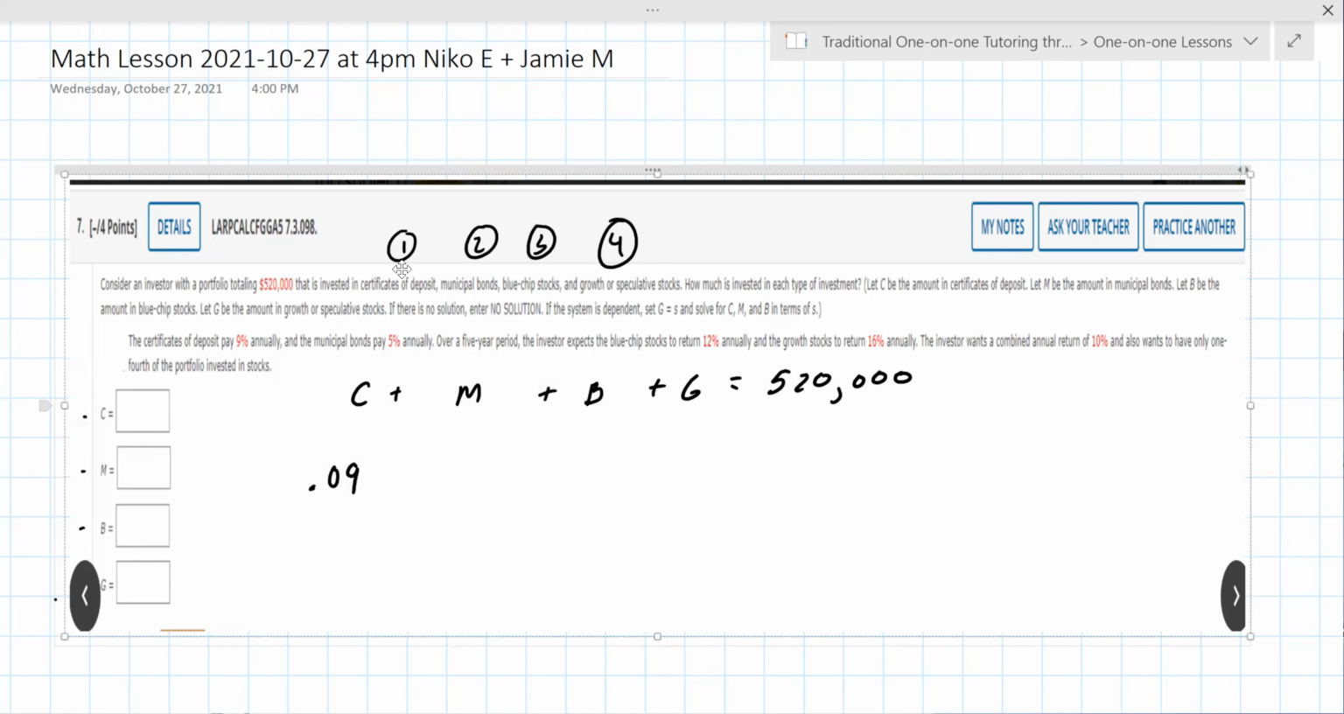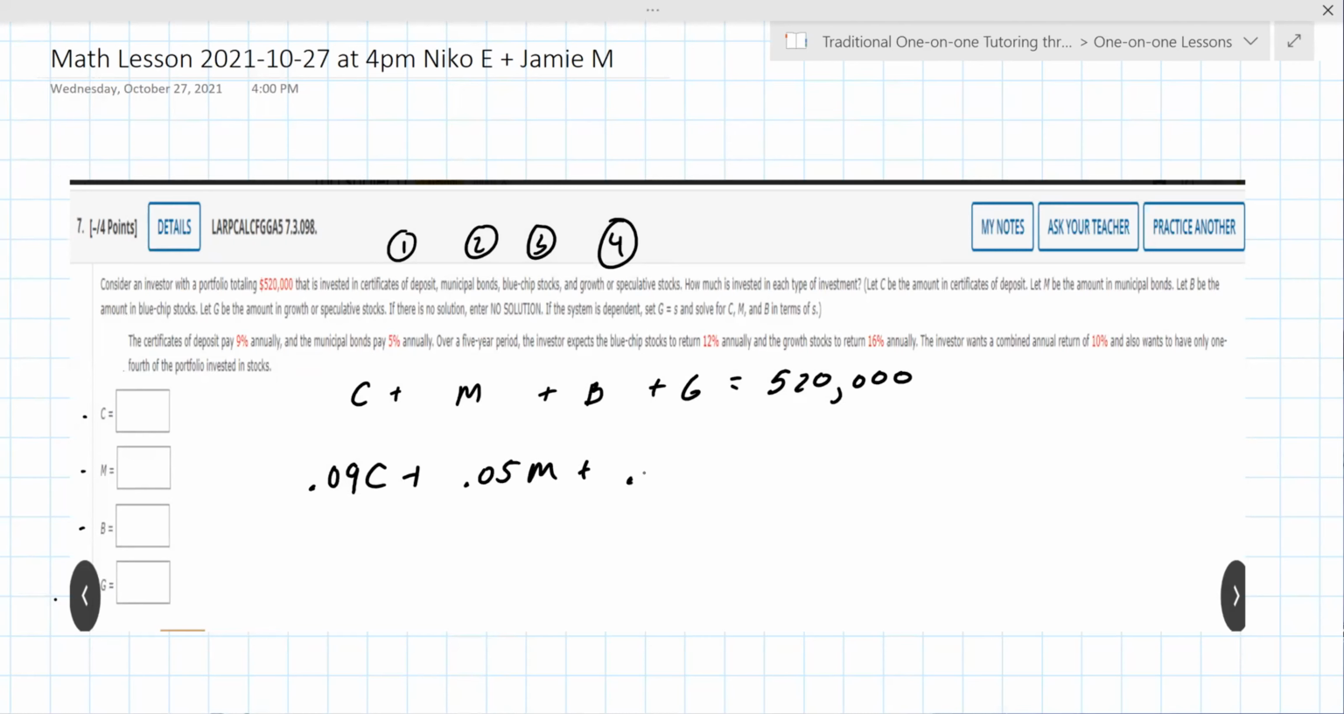Certificate. No, that's right. So 0.09C plus municipal bonds 0.05M plus 0.12B plus 0.16G equals, because they want a 10% annual return, that's 10% of this amount here. It's 0.1 times 520,000.